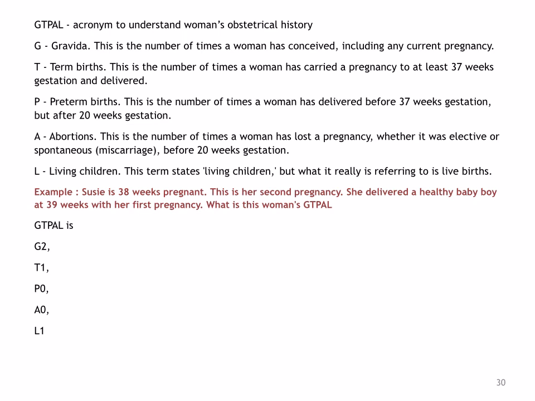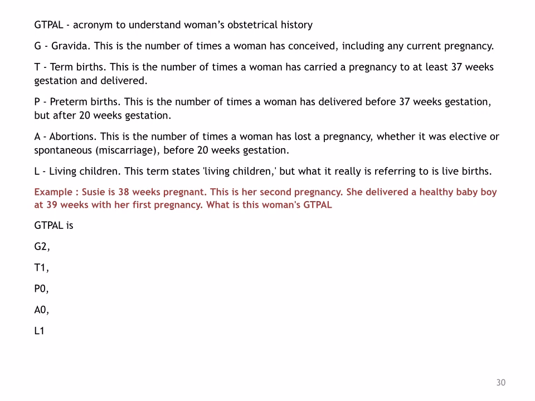Now, preterm births. This is the number of times a woman has delivered after 20 weeks of gestation, but before 37 weeks. Okay, so that is preterm birth. Abortion, this is the number of times a woman has lost a pregnancy, whether it was elective or spontaneous, before 20 weeks of gestation. Okay. Living children, the term states living children, but what it really is referring to is live births.